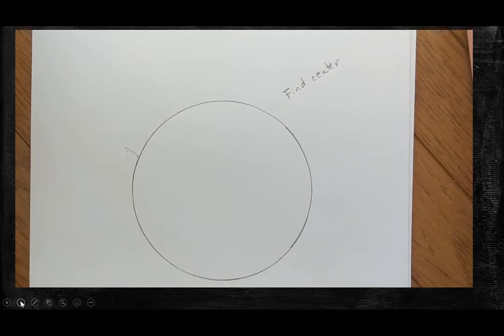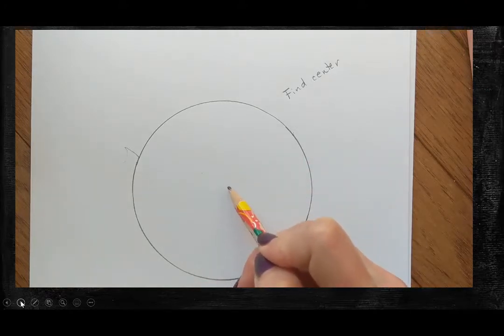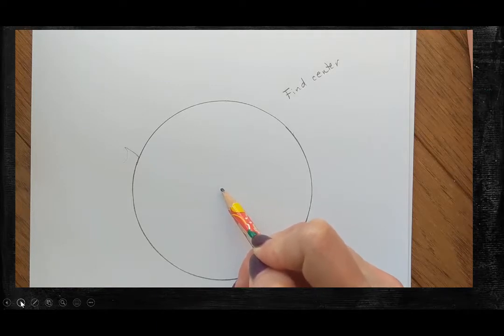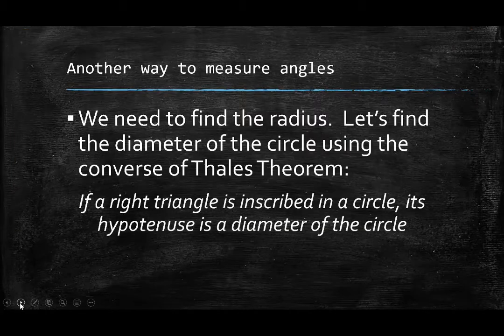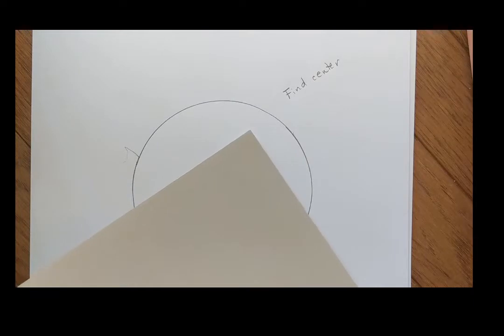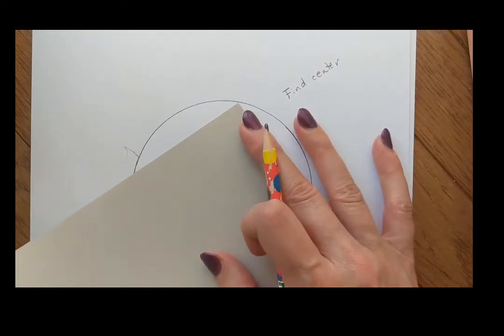So then I eventually can measure the distance from the center to the outside of the circle and find the radius. But the first thing, like the center is somewhere in here, but if I just guess, it will be closer, so it's harder to find the center. Okay, so I'm using the converse of the Thales theorem. And the Thales theorem says that if a right triangle is inscribed in a circle, its hypotenuse is a diameter of the circle. Okay? So that's what this right angle thing is for.